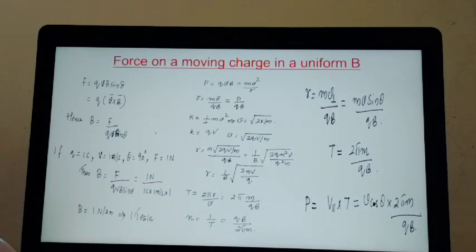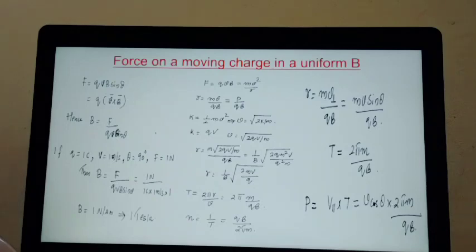The sin theta component is the vertical component, and the horizontal component is the cos theta component. Due to the horizontal component, it will have linear motion, that is v parallel multiplied by t, the distance traveled. So it is v cos theta multiplied by 2 pi m divided by qB, where t is equal to 2 pi m by qB, which you have already derived. And what is this p? That p is the pitch. Pitch is the horizontal distance traveled by that particle.